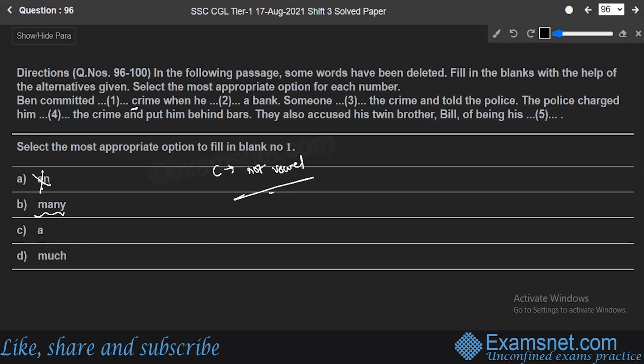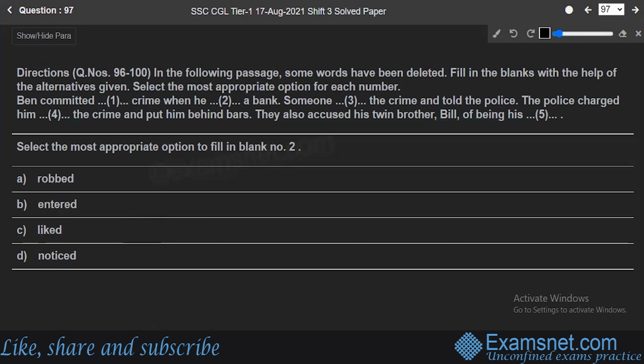Next, many. Ben committed many crime. No, many means plural. Crime here is a single thing. So many will also not come. Yes, a is single. Over here, the article is single and the crime is also single. So that means definitely a can come. Much is again not because it's talking about the amount of it. Ben committed a crime. That will be the most appropriate one. Okay, because here we are talking about crime, which is a singular quantity. So option C is the correct answer.